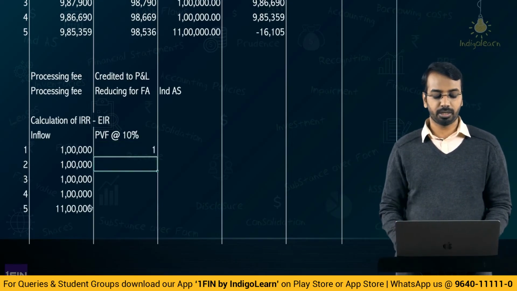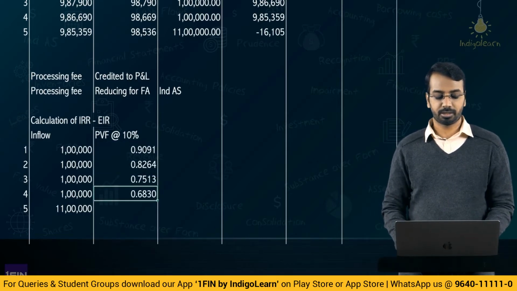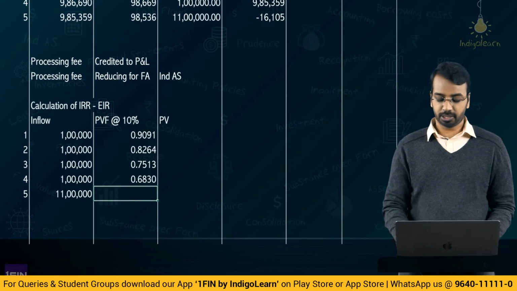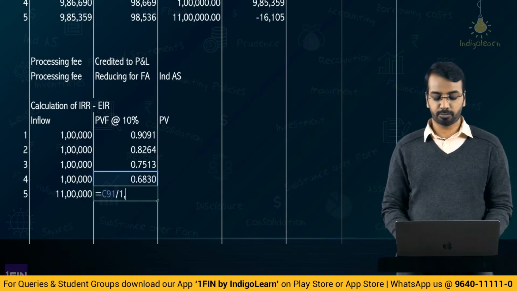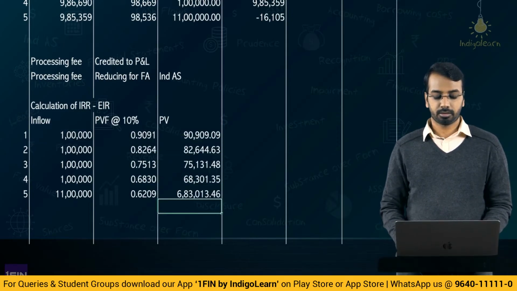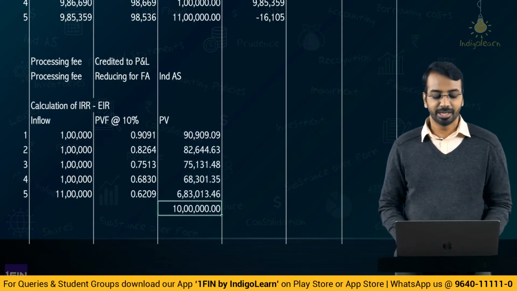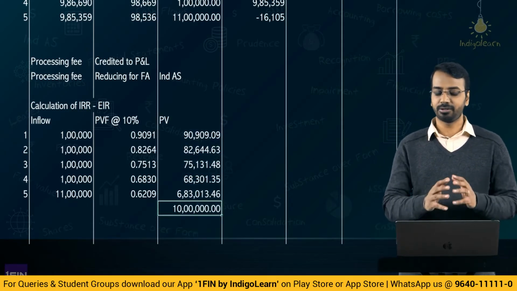1 divided by 1.1, then this divided by 1.1, then this divided by 1.1, divided by 1.1. In the 5th year, the present value factor is this divided by 1.1, that comes to 0.6209. So you just multiply these two and you get the present value. I think you have done enough problems on capital budgeting and IRR. So the present value is 10 lakhs. Present value is 10 lakhs.